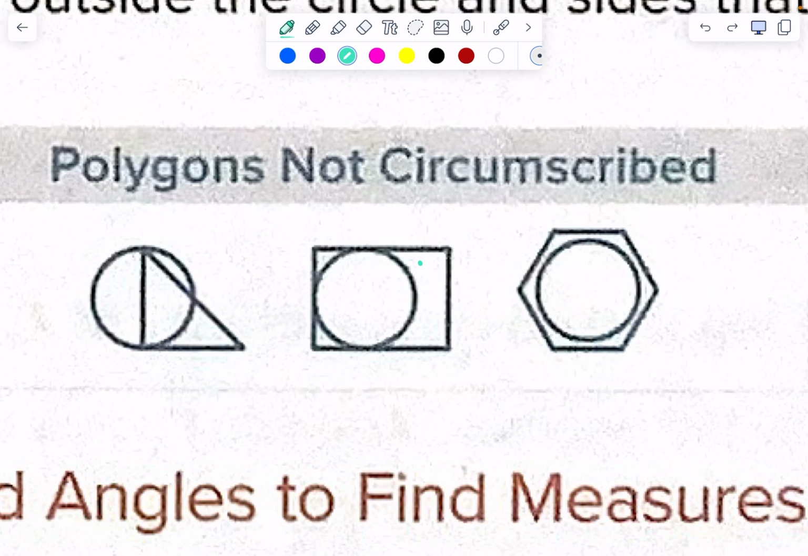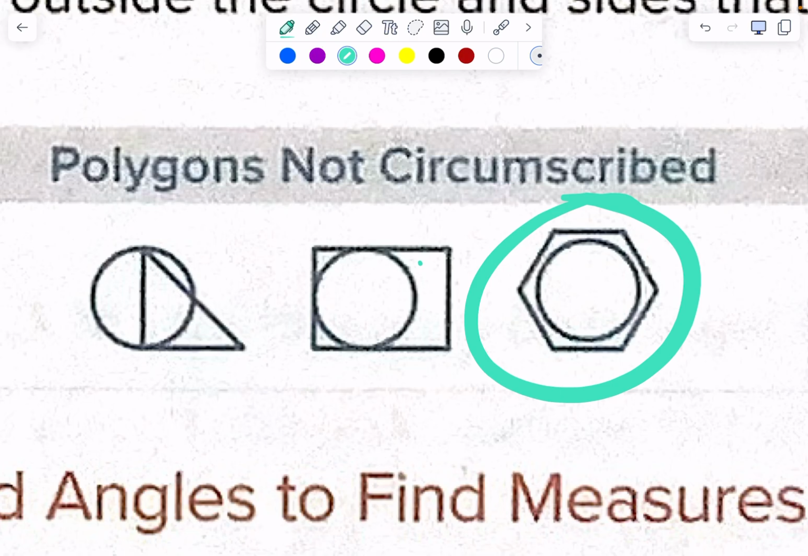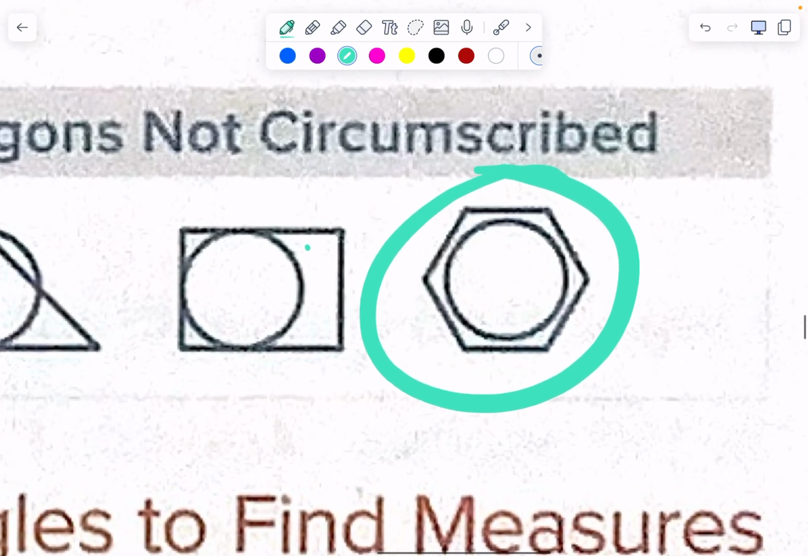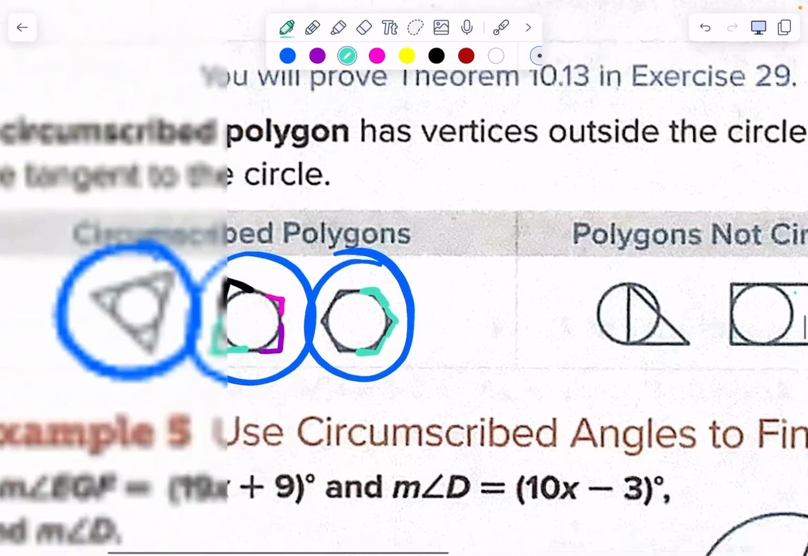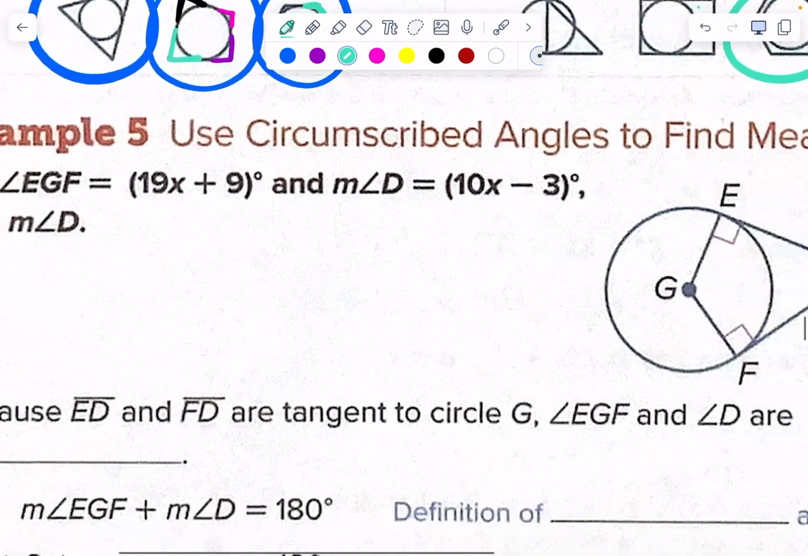We want to utilize the most area possible. So this is not butt up against the hexagon. So I have some residual space in there and I don't want that, right? So these are not circumscribed, these are circumscribed. All right, let's talk about example 5.